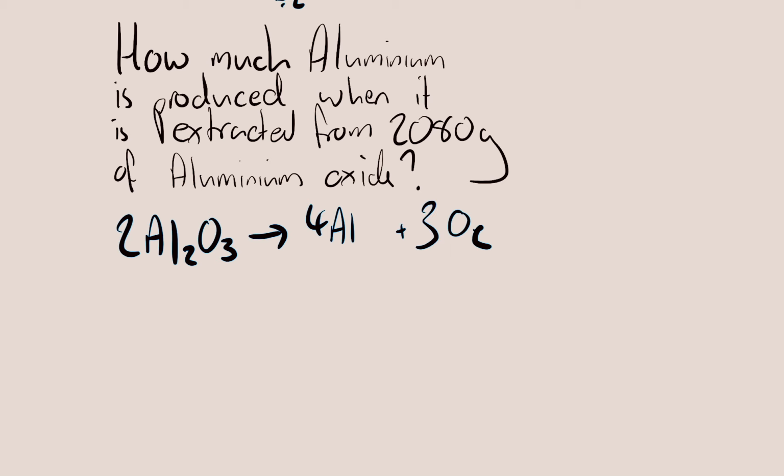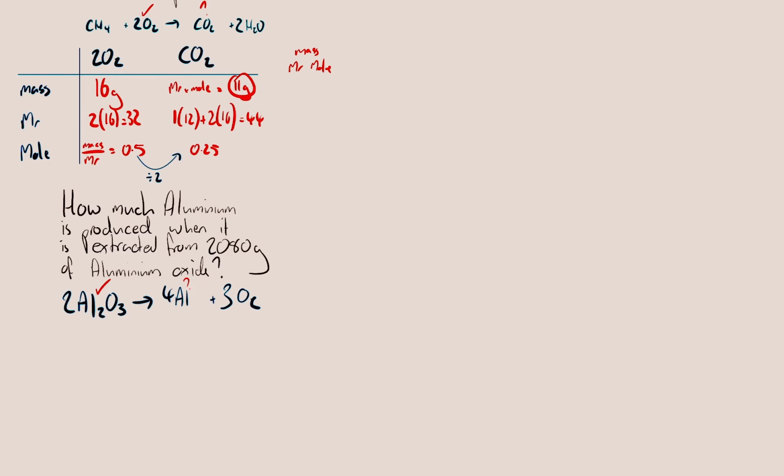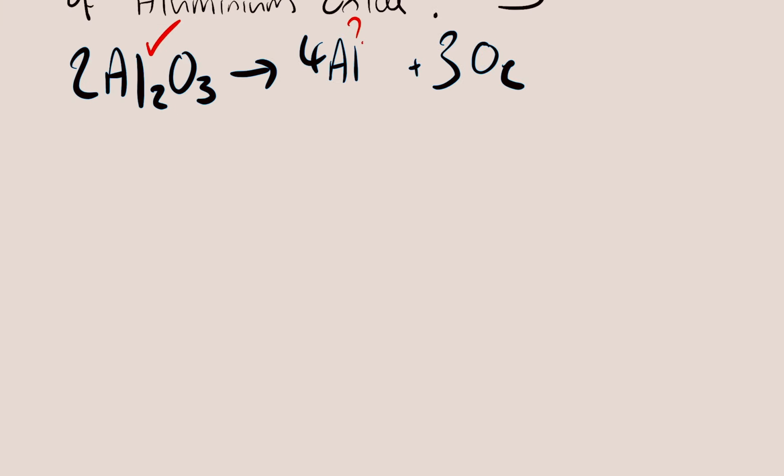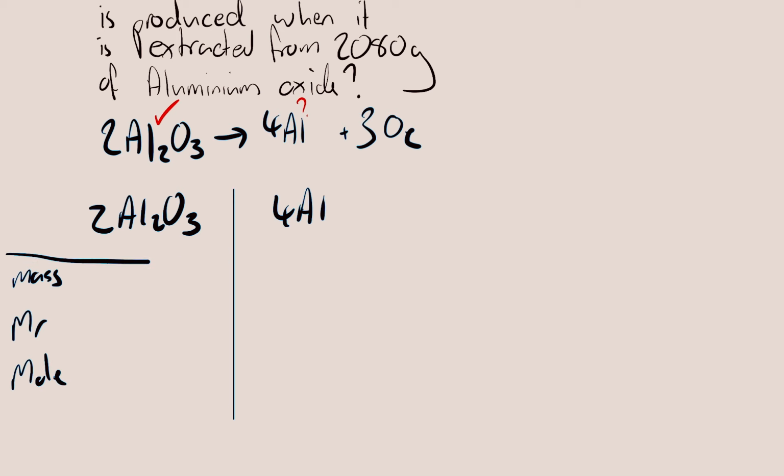Okay, now let's decode this. We've got the information for aluminium oxide, 2080, and we're being asked about aluminium, right? So let's put that in our table. We've got 2 lots of Al2O3. We've got 4 lots of Al, and then we've got to think about mass, Mr, mole. Our mass for aluminium oxide was 2080.